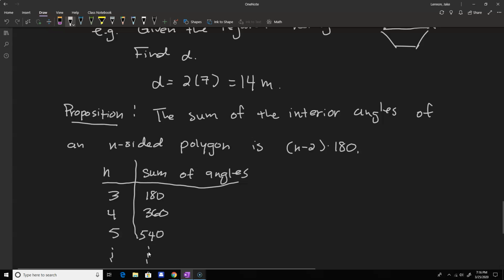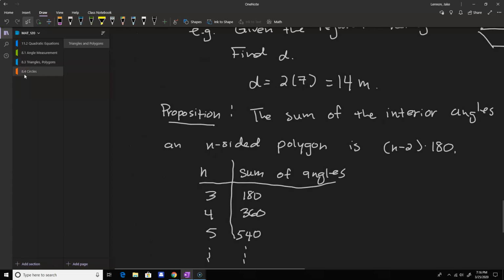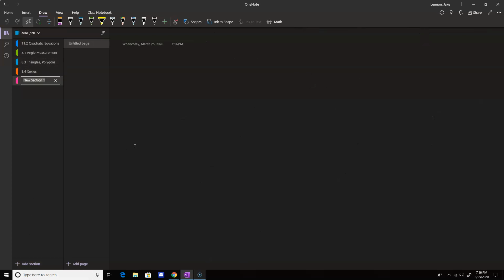Okay, so that is basically it for 8.3. Let's just talk about 8.4 briefly. So we just talk about the circle. Let's see, I thought I had a new section here. Oh, I flip-flopped these, so I will have to switch them around. Let's make this a new section. So back in here, we'll call this 8.4 circles. So this is the circle section.